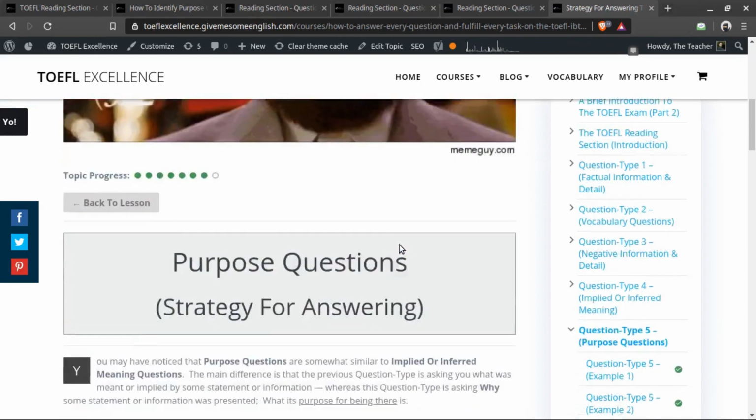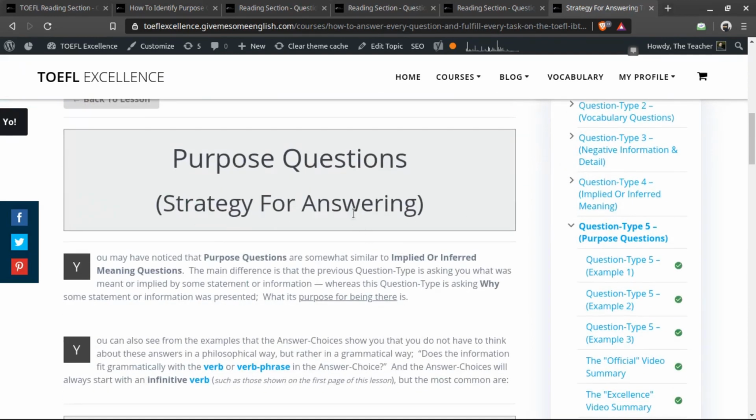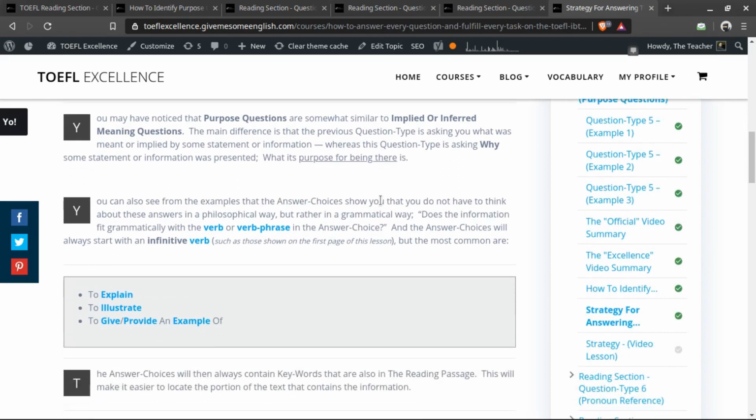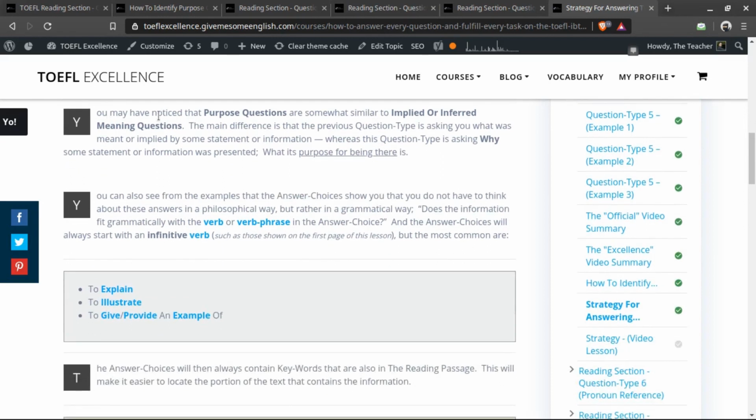Now we are going to deal with the strategy for answering the purpose questions in the reading section of the TOEFL iBT exam. First of all, as it says here, you may have noticed that the purpose questions are somewhat similar to an implied or inferred meaning. In other words, the actual purpose for why some information was stated is not going to be directly stated.